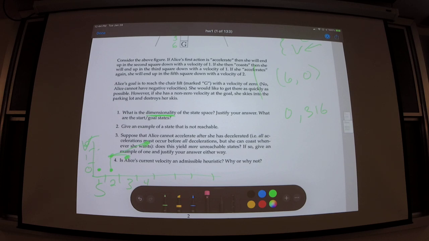Okay. Yes? The cost here is because she wants to get there as quickly as possible. It's the number of moves. It's the number of moves, yeah. Okay, so then we might as well just keep going. So does velocity seem like an admissible heuristic here?